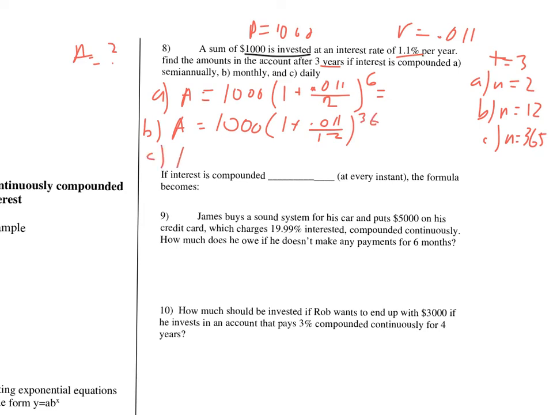All right, then part C, 1 plus 0.011, and now it's over 365. And then 365 times 3, I'm going to use a calculator for that right now. Don't know that one in my head. And that's 1095. Okay.